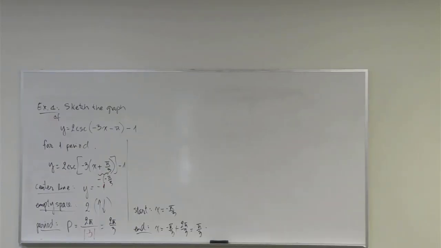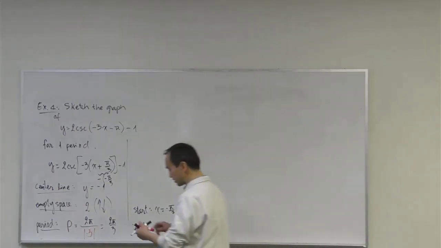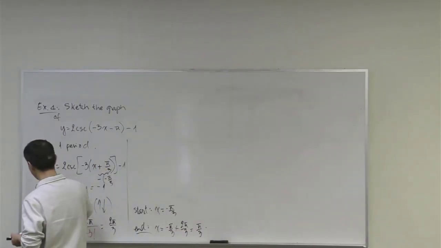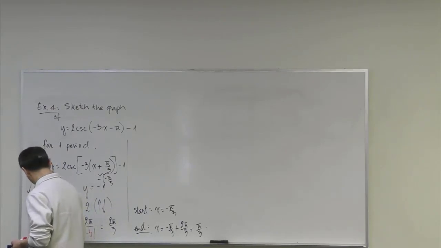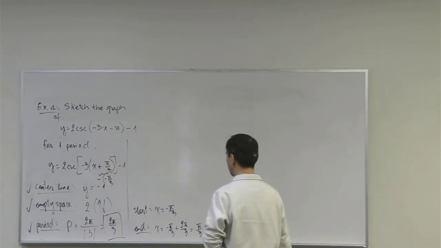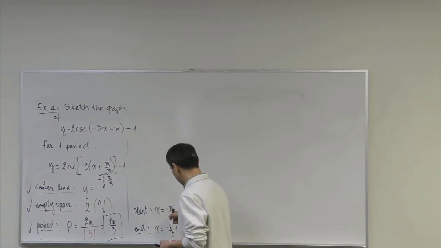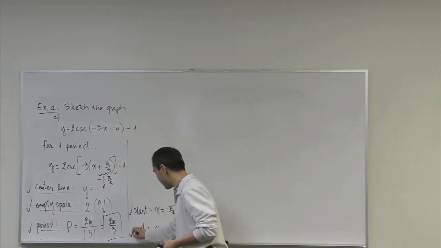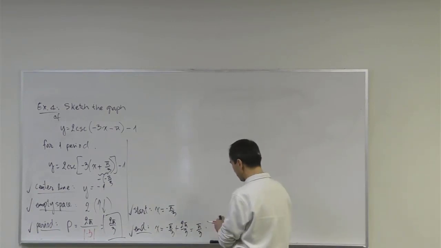Okay, so now let's put all of that information together. We sketch down these major features of our cosecant graph. There's the center line, there's the empty space, and the period being 2 pi over 3, the total window for your curve right there. And it starts at negative pi over 3. You've got the start, now you've got the end point. So let's now put it in the picture over here.